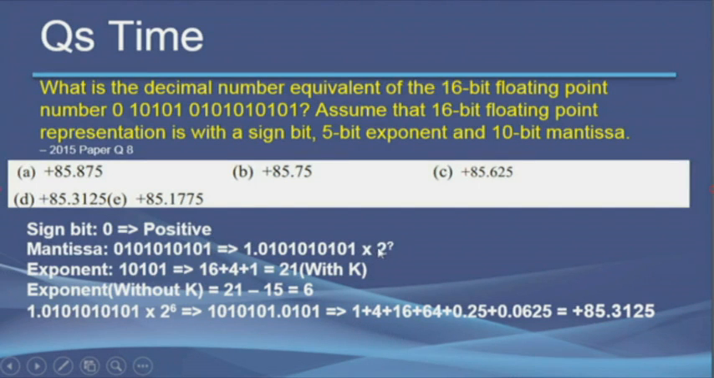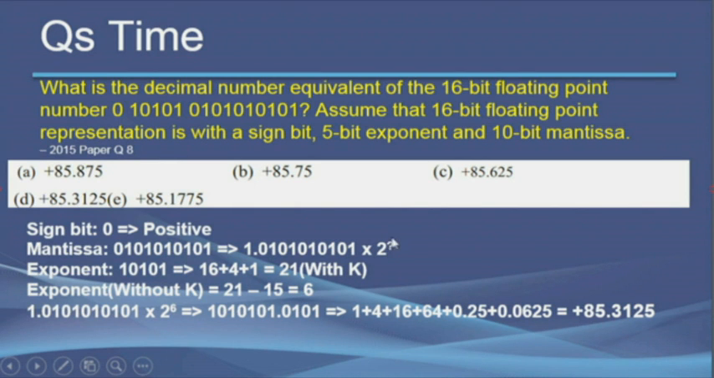Then we have to find out 2 to the power what. So this is the question actually. So what we can do is we can take the exponent here. So when we take the decimal value 16, 4 and 1, which gives you 21. As you can see, when we represent the exponent in binary, we add the excess k to the actual value, which means this 21 includes excess k.